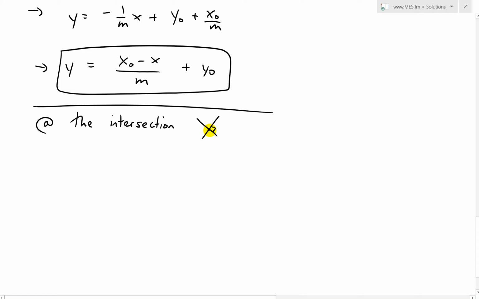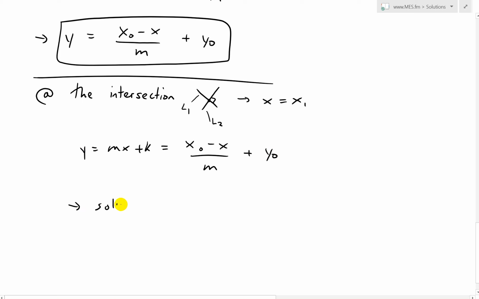So at that intersection point, we know that x is equal to x1, and we can solve for it by setting the lines equal to each other. So y equals mx plus k is the equation of this line right here, L1, and this one is L2. So this has to equal, since they both need to be the same formula, x0 minus x over m plus y0. So now we can just solve for x here.